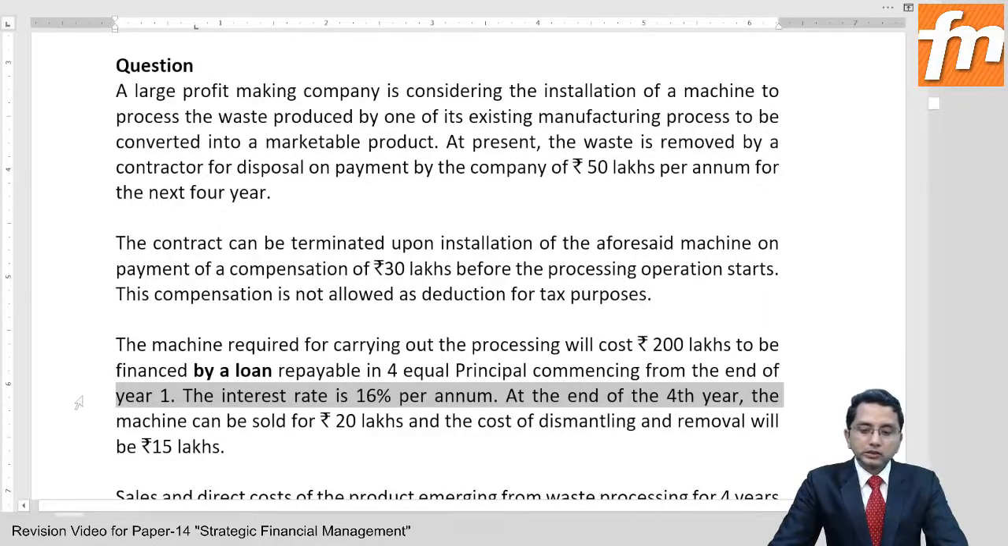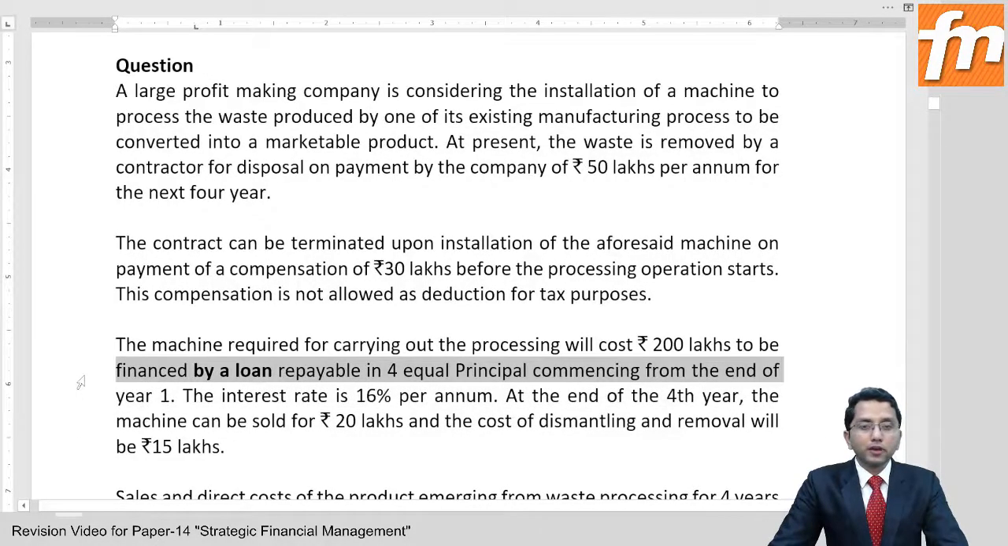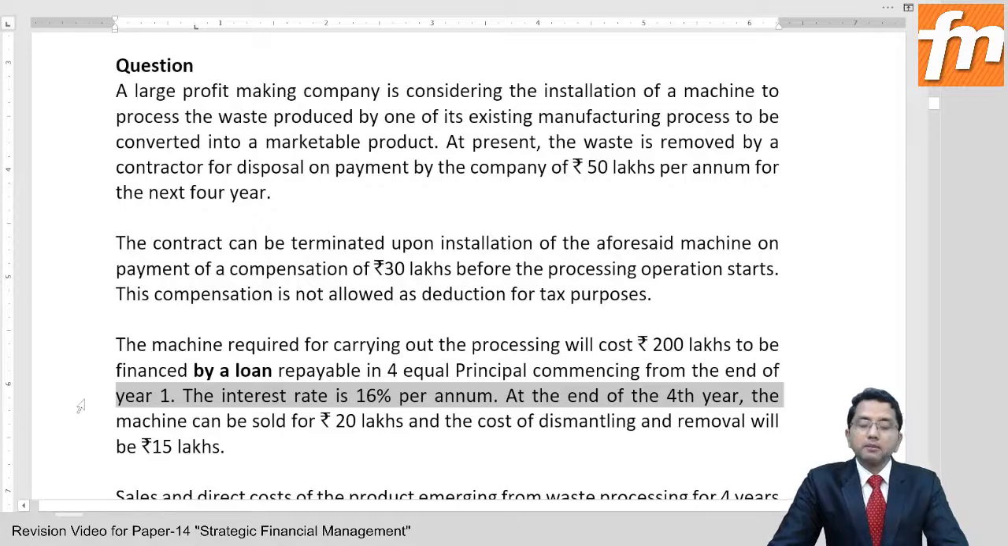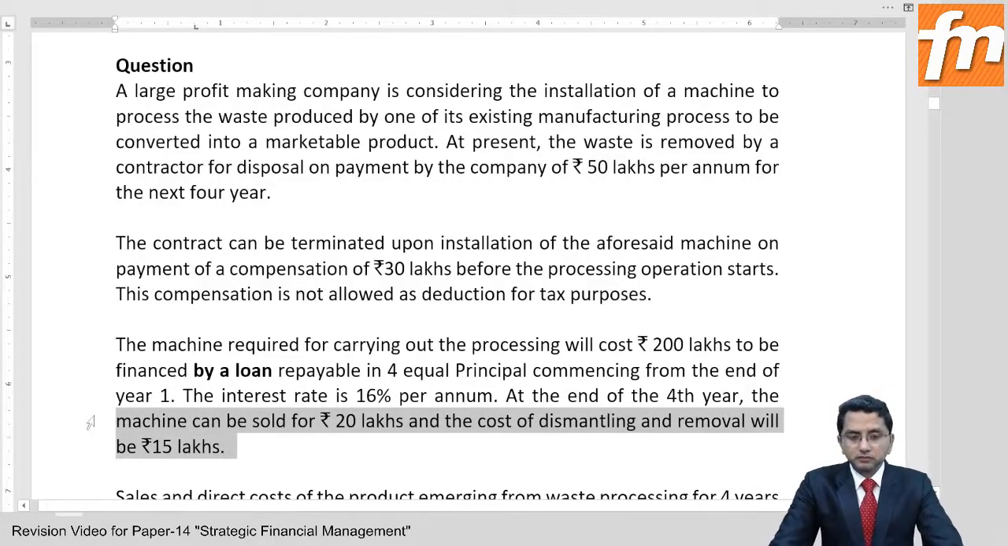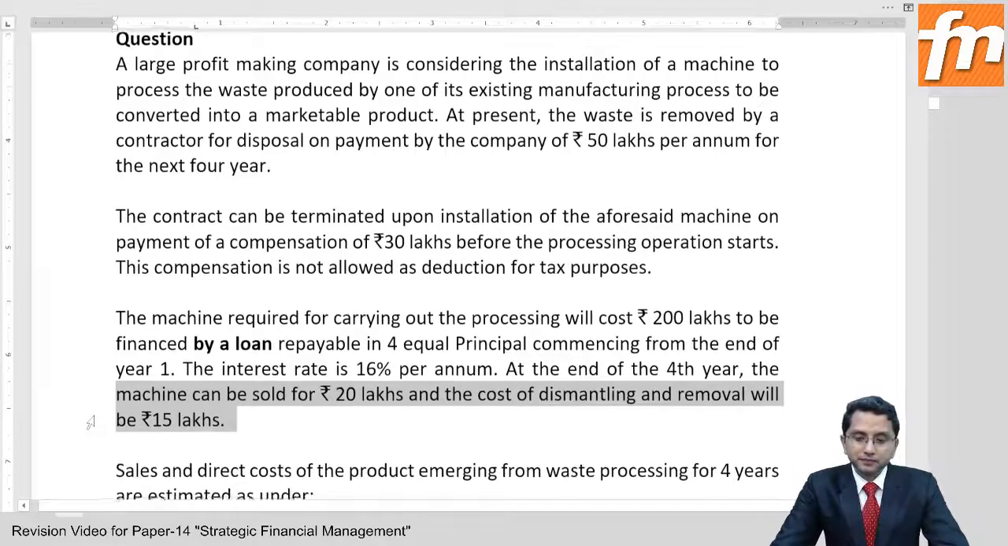Okay. So 200 lakh will be inflow of loan at 0 year. 50 lakh will be outflow from year 1 to year 4. And whatever interest multiplied by 1 minus tax rate will also be an outflow. Now at the end of fourth year, the machine can be sold for 20 lakhs. That's terminal cash inflow. And cost of dismantling and removal will be 15 lakh. So the net salvage value is just 5 lakh rupees.